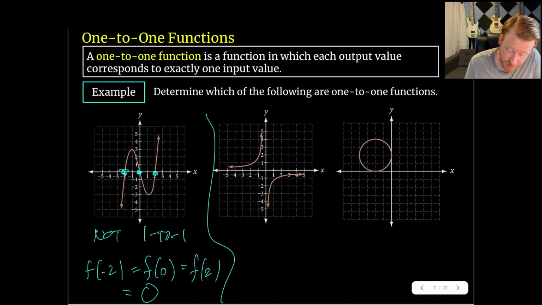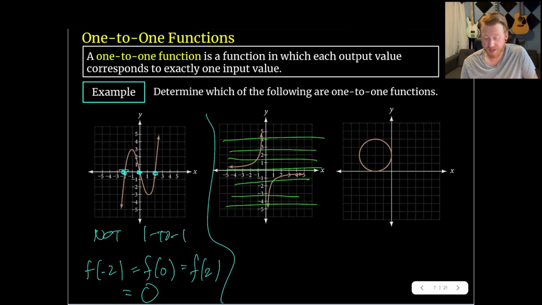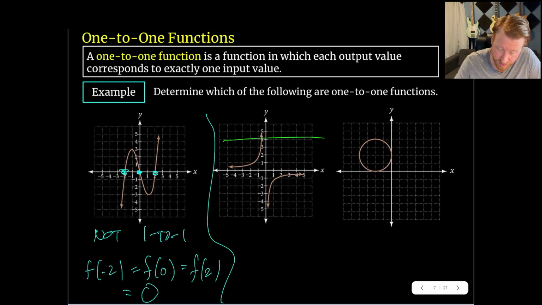In this next example, if I take a look at some different horizontal lines, it doesn't look like this graph hits any horizontal line in more than one spot. Maybe I should have started with the vertical line test. I'll just tell you that, yes, this is a function. So after we discover that it is a function, is it one-to-one? Yes, this is a one-to-one function because every output value is only being hit by one input value. And we can see that quickly using the horizontal line test.